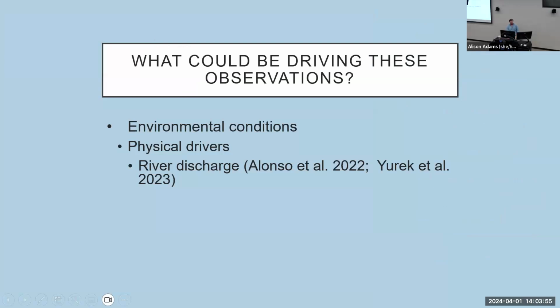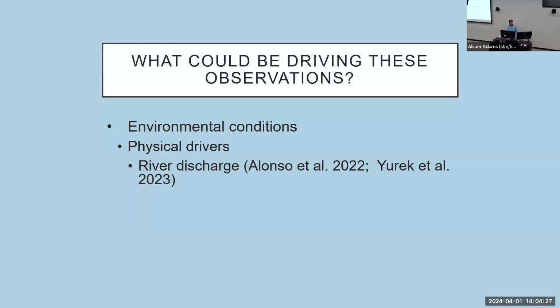And so that kind of led to a question of, okay, what exactly could be driving these observations? Is it environmental conditions? Salinity is a very complex process within estuaries, really defined by the hydrodynamics of the system. So just looking at comparisons of values on one side of the reef to the other isn't really that scientific. And so are there some physical drivers that are driving these salinity patterns, and how do those vary over space? River discharge has been shown by other work in the area to be linked to this salinity observation.